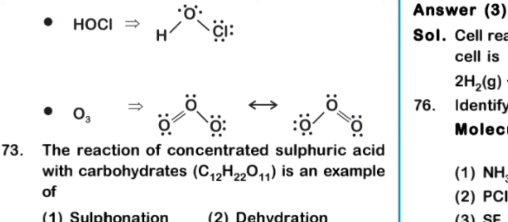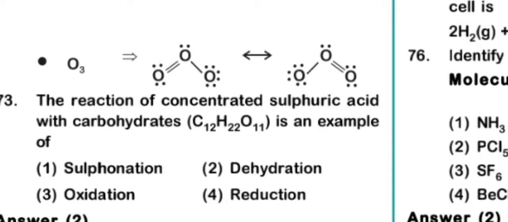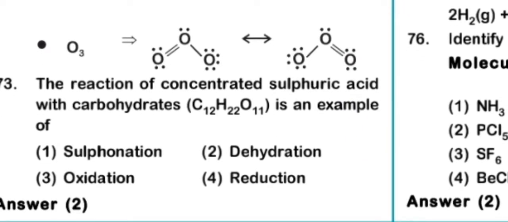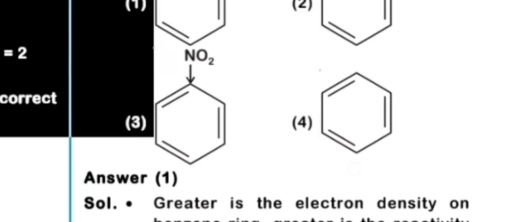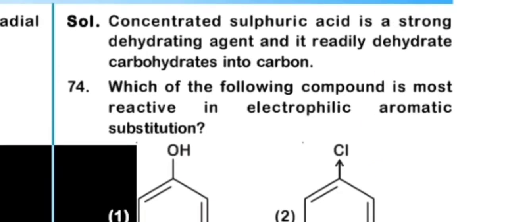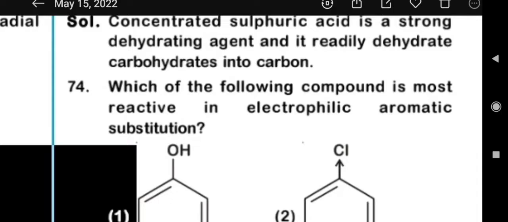The reaction of concentrated sulfuric acid with carbohydrates, that is, sugar, this is sucrose, is an example of dehydration. Sulfuric acid acts as a dehydrating agent when it reacts with sugars. Concentrated sulfuric acid reacts as a dehydrating reagent.